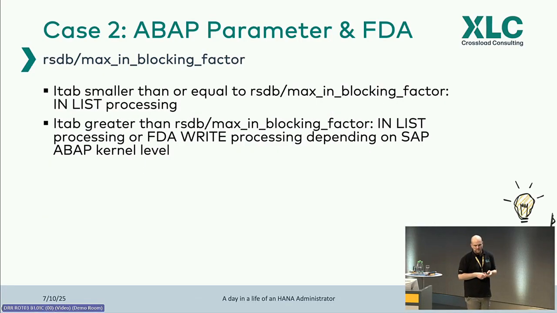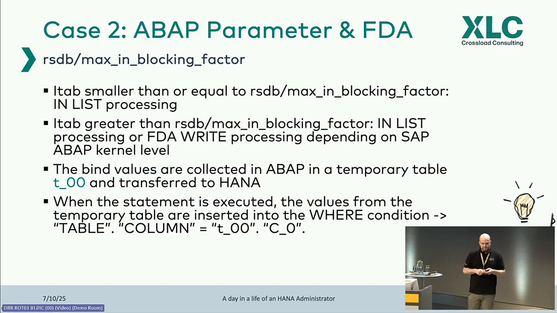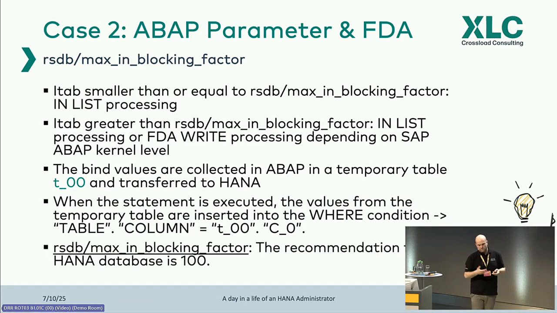And yeah, so that's what I basically said. If the ETAB is smaller, then it will be an in list. If the ETAB is bigger, then it will be the fast data access function. And yeah, on the database, you see the T_00, which is the temporary table, which is filled from the ABAP side. Yeah, and the recommendation is 100. And that was also the problem here.